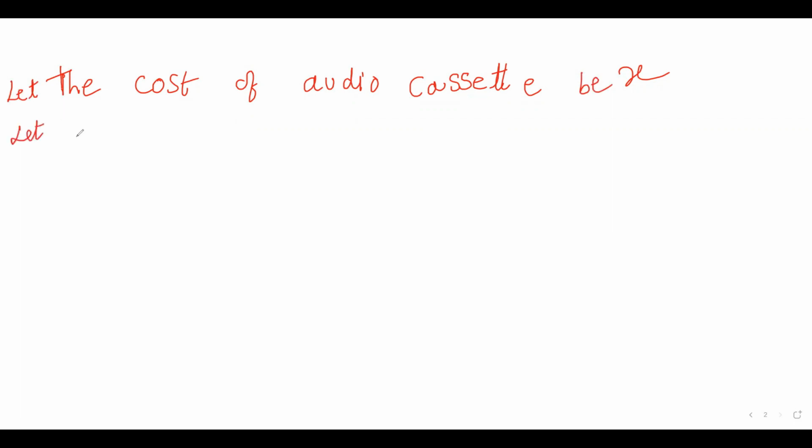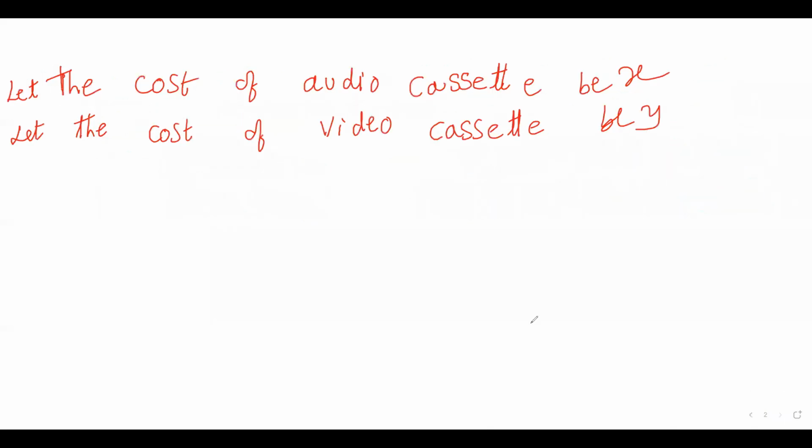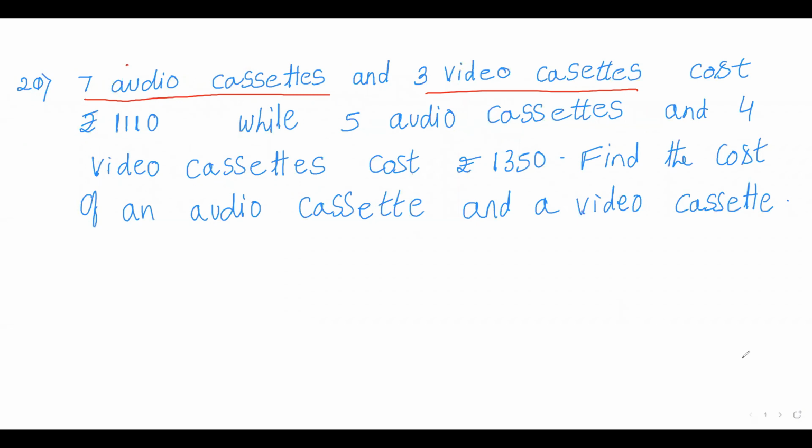Let the cost of an audio cassette be x and the cost of a video cassette be y. Now, 7 audio cassettes and 3 video cassettes: 7x plus 3y is equal to 1110.